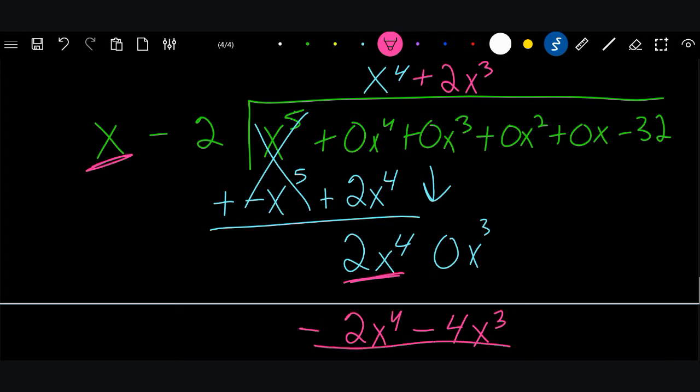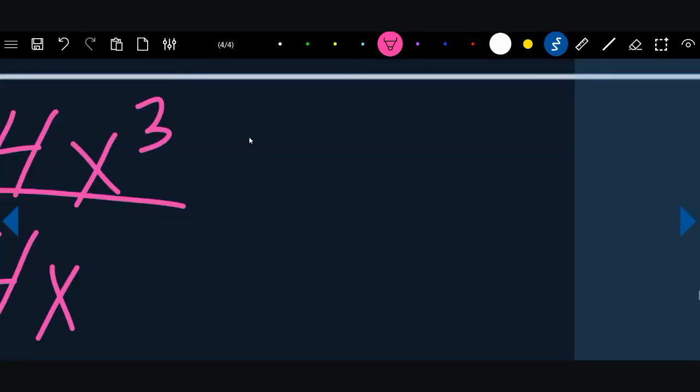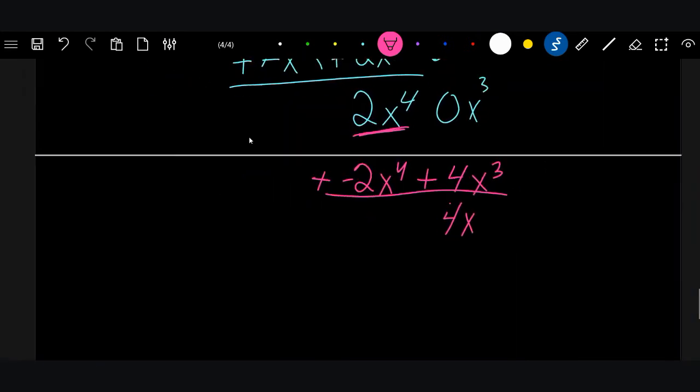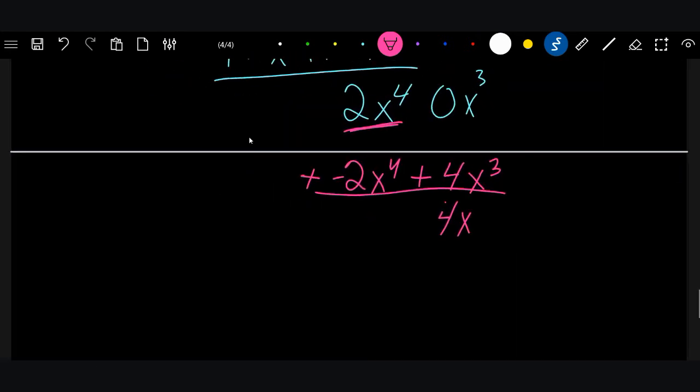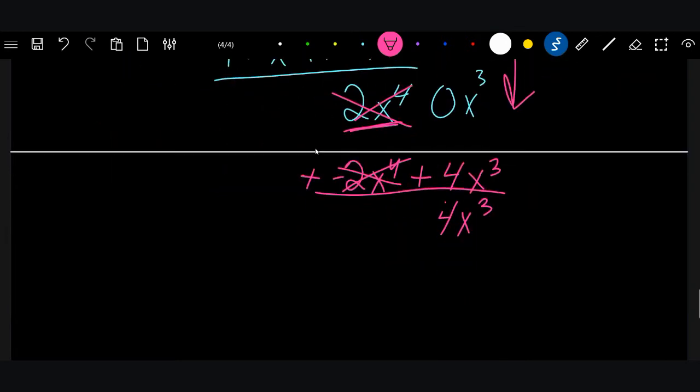We're going to subtract, but remember in algebra, the way that we subtract is we change the sign of the second and we add. And so we're going to get a 4x cubed, that's positive. I'll just leave the sign off because we're going to change it to negative. And then this is going to cancel. And then we will bring down our 0x squared.